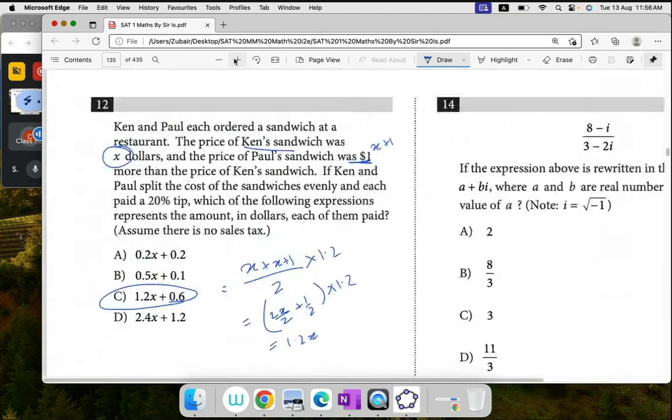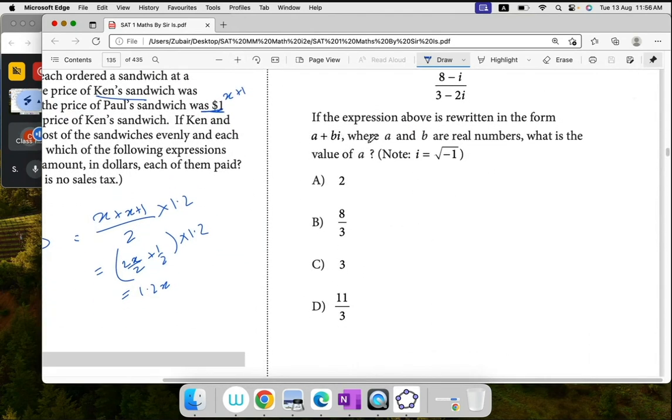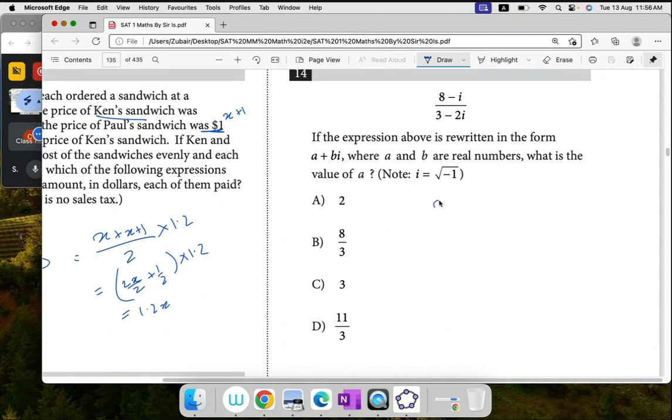Question 14. If the expression above is rewritten in the form a plus b iota where a and b are real numbers, what is the value? Rationalizing. 8 minus iota over 3 minus 2 iota. For those who've never done this, the examiner is telling the story.